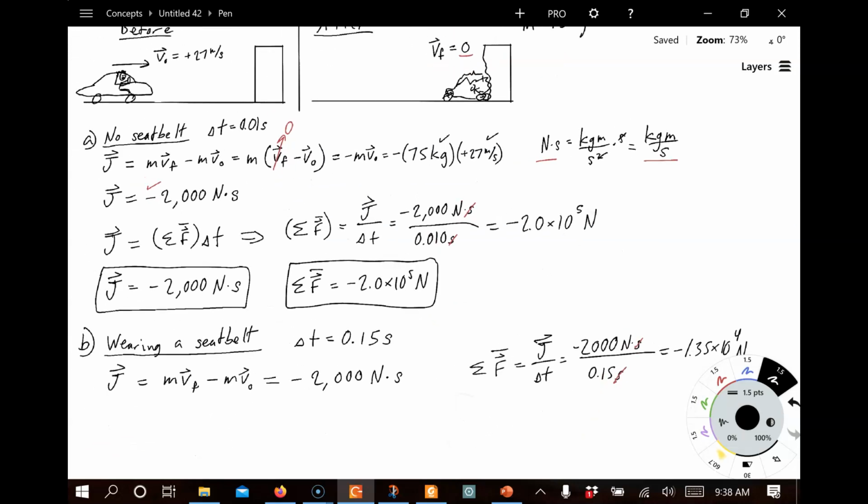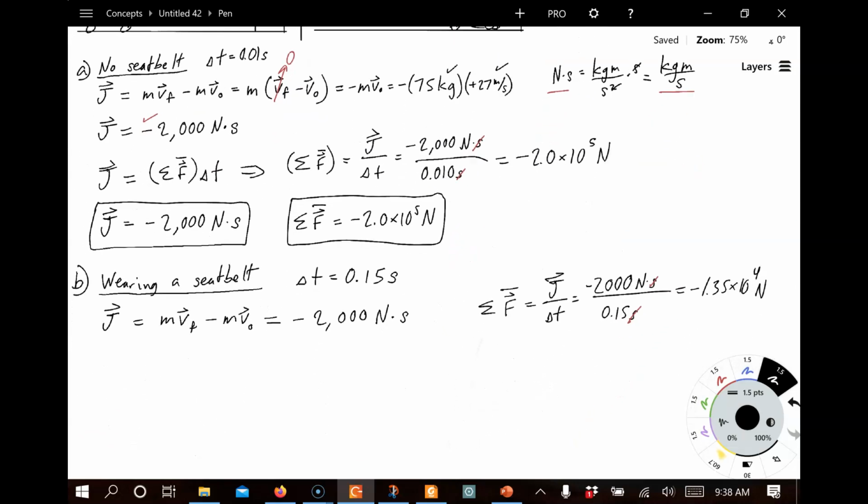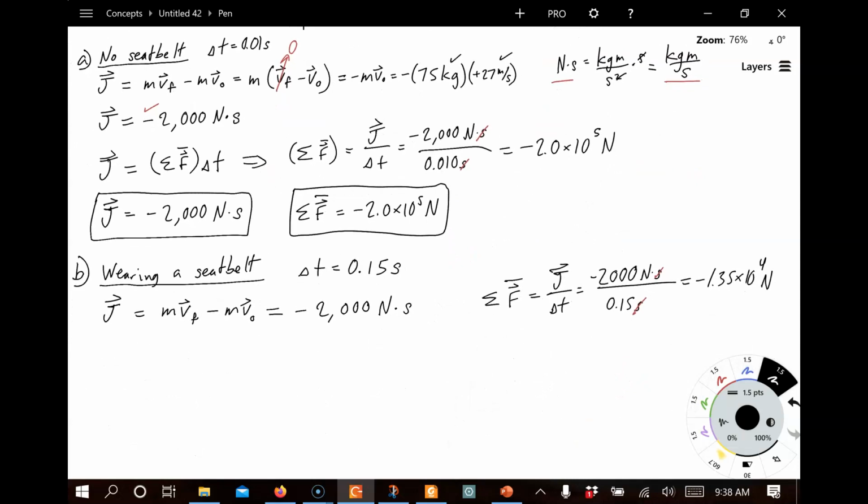Let's go ahead and write down our values for these two. So the impulse, minus 2,000 newtons times seconds, that's the same. The car was still brought to rest from the same starting speed in both cases. But the average net force, that is a much smaller number.